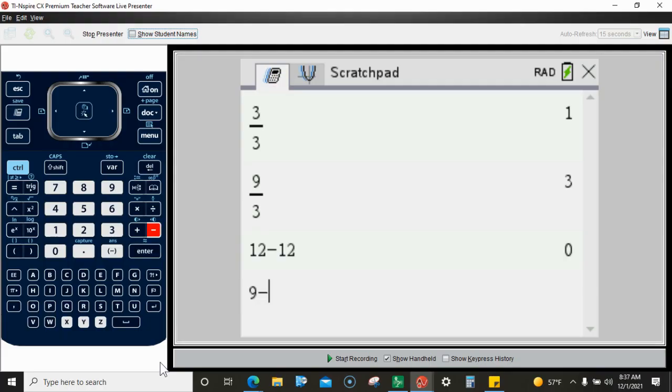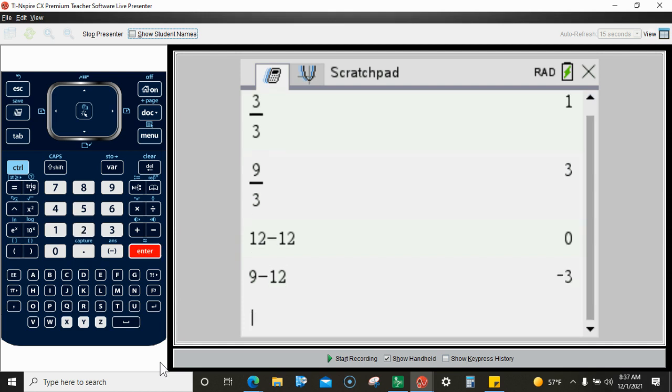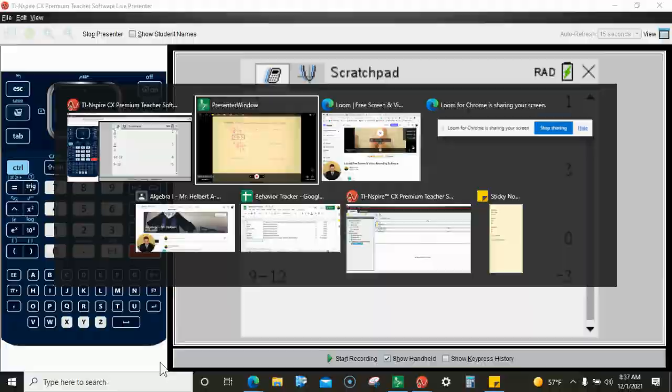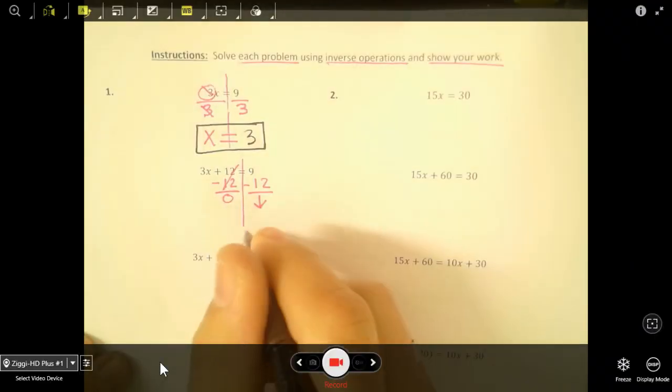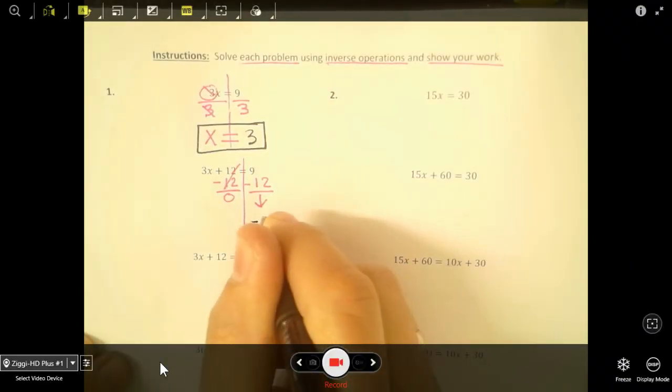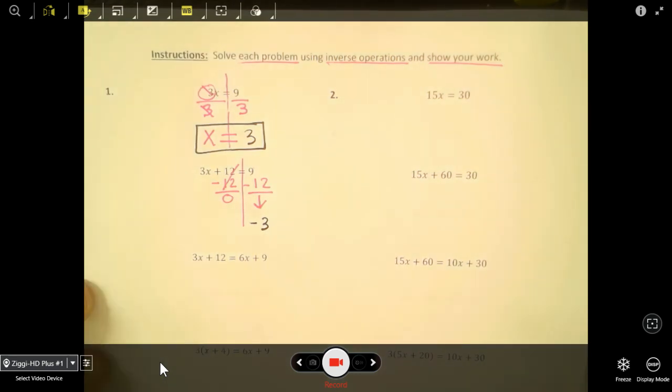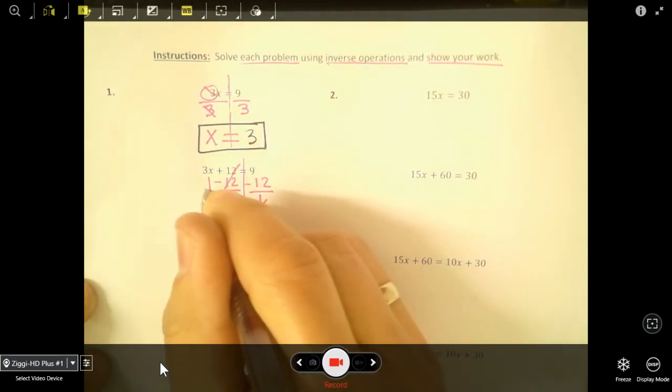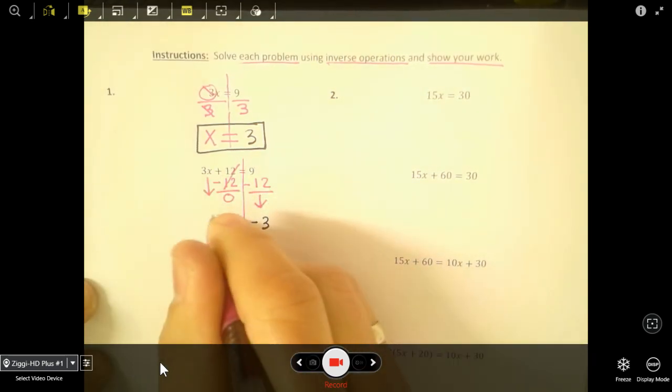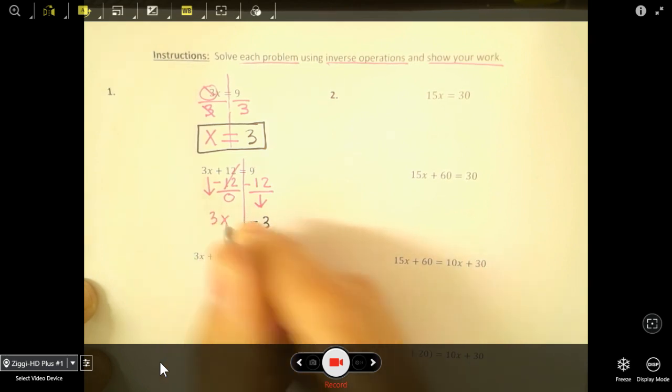And I have 9 minus 12. And that gives me negative 3. So I'm going to write that down. Now at this point, I'm going to write that down in black, negative 3. I'm going to keep my variable over here, pink. So I'm just bringing it down. We still have 3x. And we're not done.